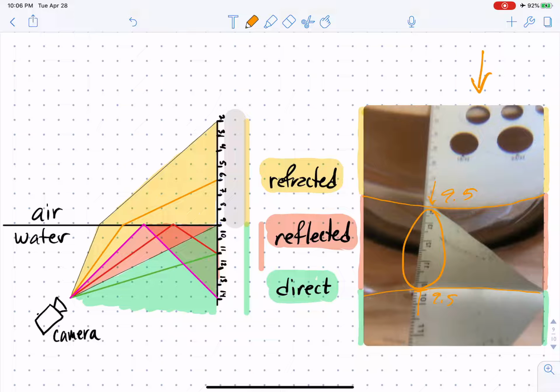Now this other part in the middle, if you look at it carefully, you can see the numbers are backwards. So this is actually a reflection. That's the internally reflected part, this sort of pinkish color here. The light comes from the ruler, hits the surface of the water, gets reflected, and goes to the camera. That's why it's inverted, because it's a reflection.